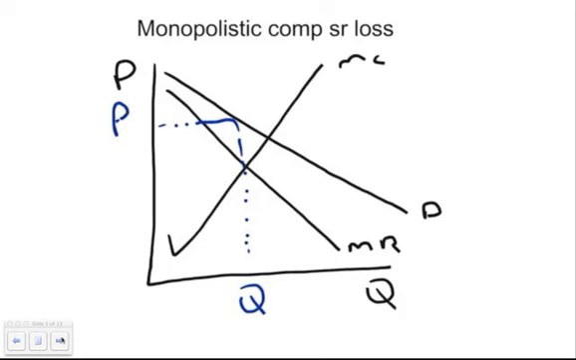And if I'm making a loss, that means my average cost must be above the price. So this time the average cost curve is going to still intersect the marginal cost at the minimum point and go over. But now I can show that there's this area of loss here. And that is monopolistic competition with a short-run loss.